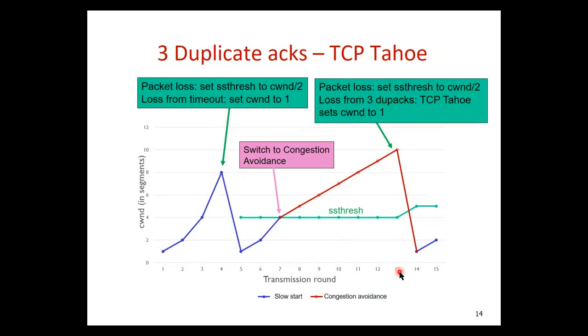Okay, now let's look at another case, which is we have a loss by timeout, but we also have a loss by 3 duplicate ACKs. And now here I need to assume that it is TCP Tahoe, because TCP Tahoe and TCP Reno don't behave the same way when there is a loss from 3 duplicate ACKs.